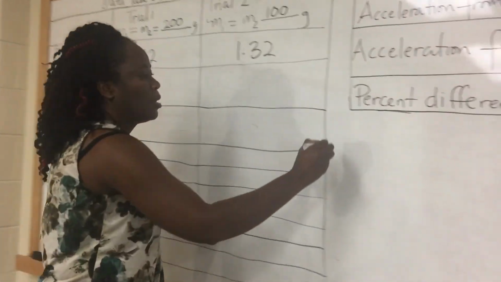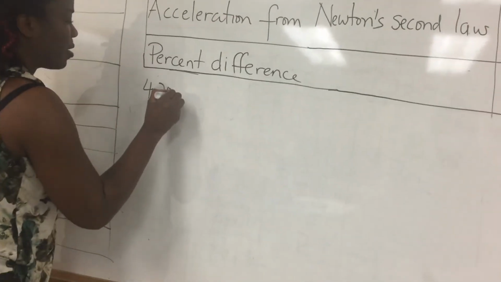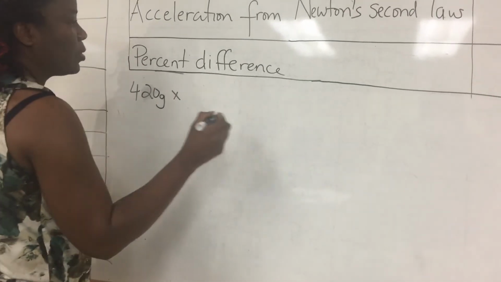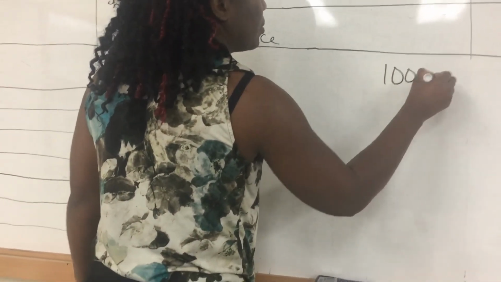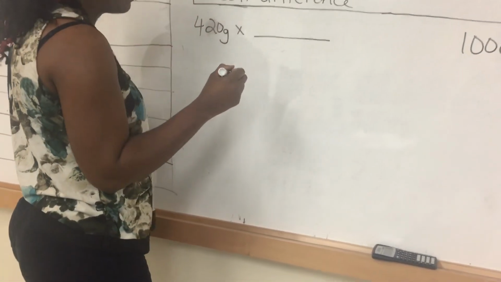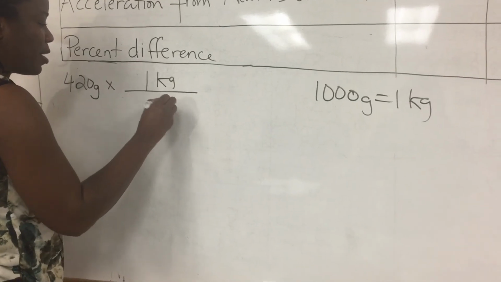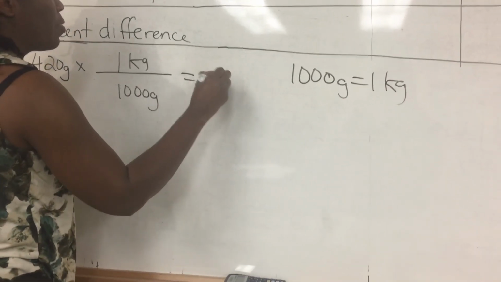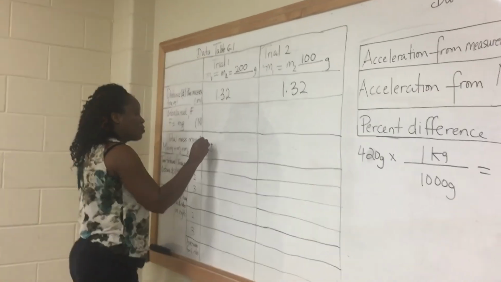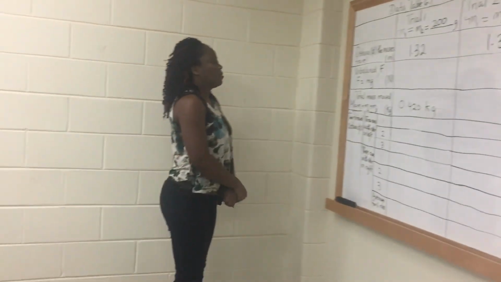And when we convert 420 grams, we need to convert that to kilograms. So we need the mass in kilograms. And we know that 1,000 grams equals 1 kilogram. So we're going to use that as a conversion factor to figure out how many kilograms we have in 420 grams. So 1 kilogram over 1,000 grams, and that's going to give us 0.420 kilograms. So our total mass is 0.420 kilograms.